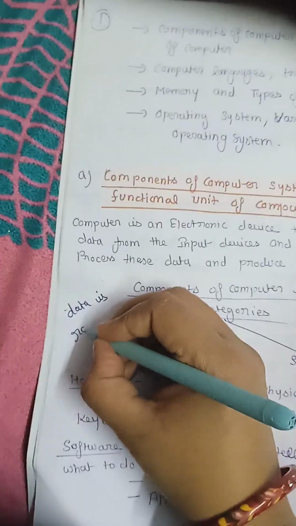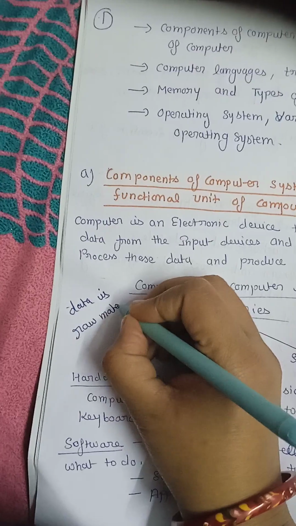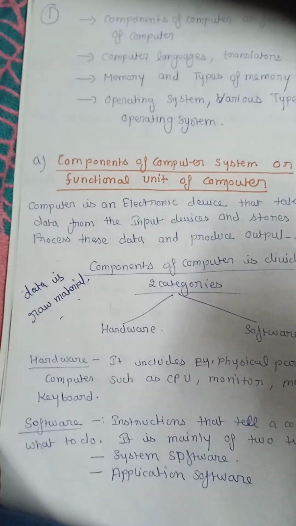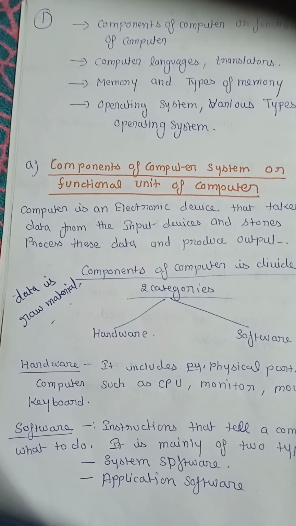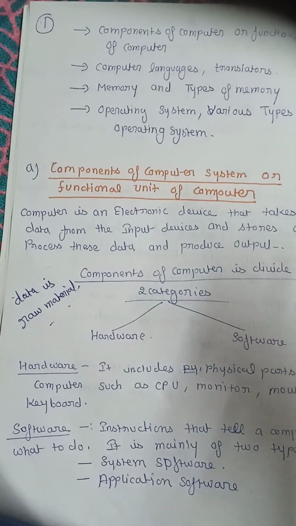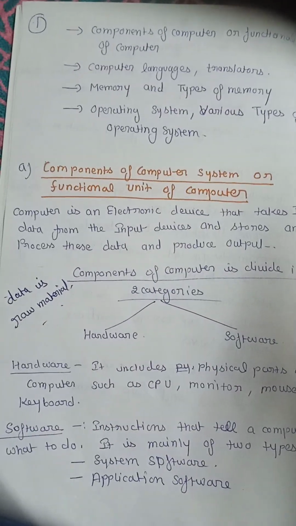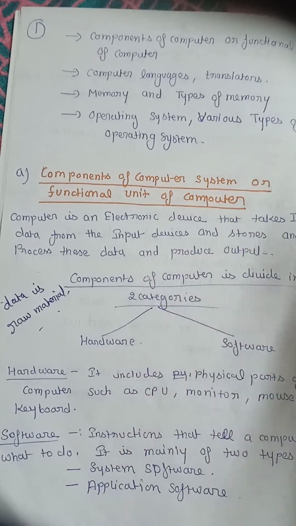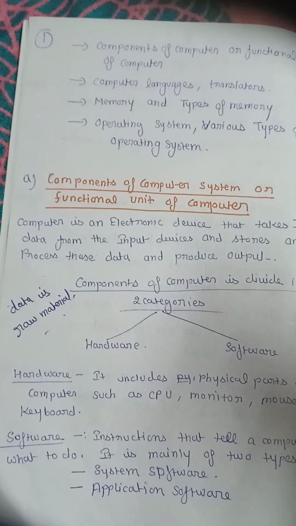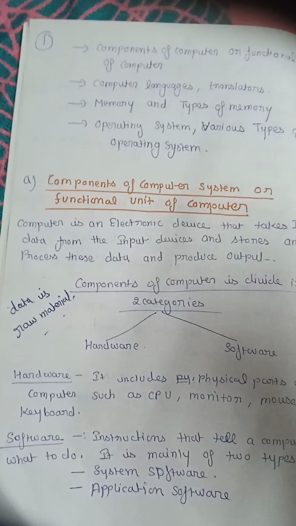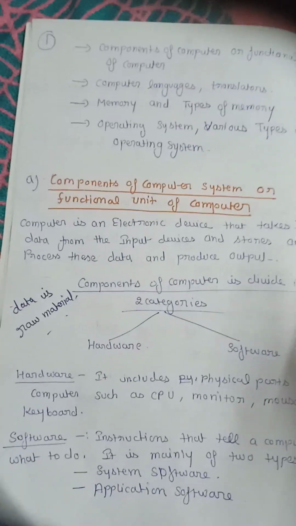Data is raw material. What does it mean? Whatever data we are collecting is raw, like when we write in our notes, that is raw data. And what is information? When we process that data, it becomes information for us. Like in college, if they announce that tomorrow is a holiday, that is information for us. But if they write it and keep it with them only, then it is data for them.